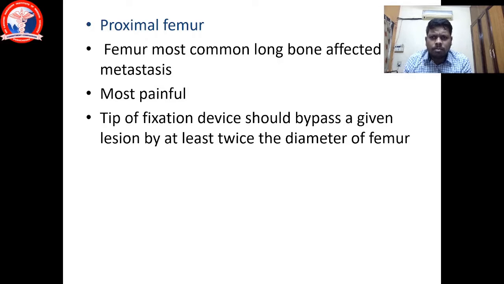The femur is the most common long bone affected by metastasis, and it is the most painful. The tip of the fixation device should bypass a given lesion by at least twice the diameter of the femur. So this is the principle to prophylactically nail a femur in a pathological fracture, so that the tip of the nail bypasses a given lesion by at least twice the diameter of the femur.